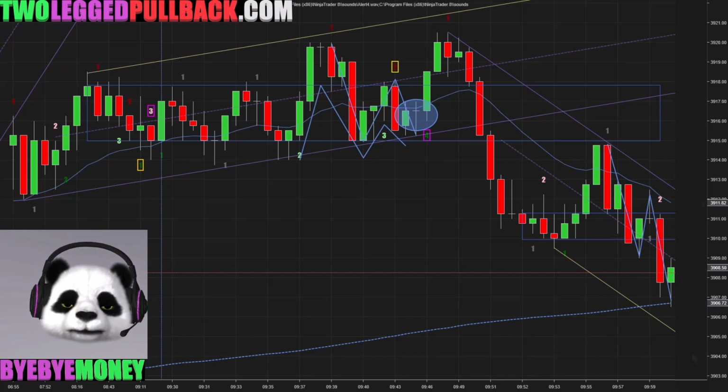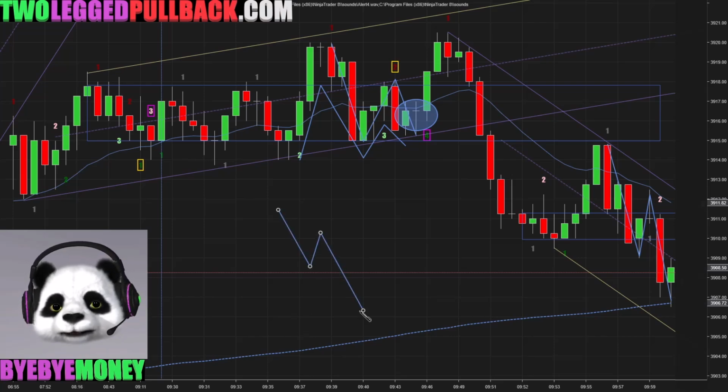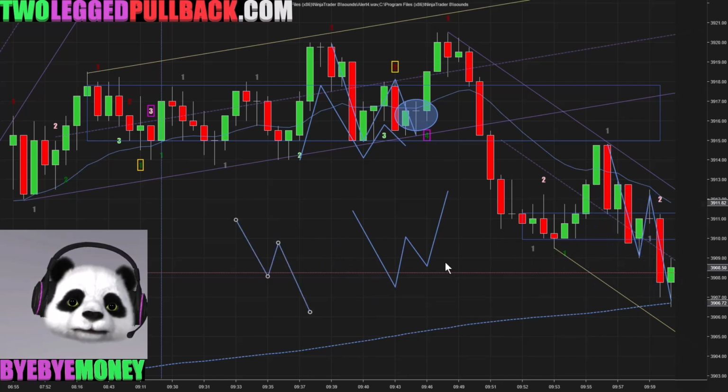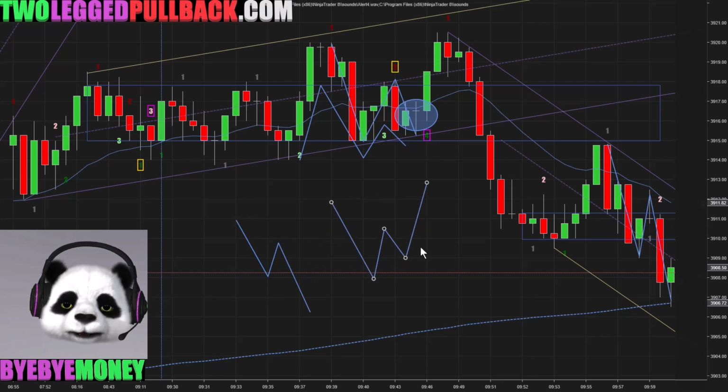Would you take this trade? I personally would be waiting for this setup right here. I would wait not for this two-legged pullback, which is what is showing here, but I would wait for this two-legged pullback, the second entry. So what that means is currently this is what this is showing, but I want a higher low. I want essentially another second entry, but I want the second entry to be a higher low than the first entry.